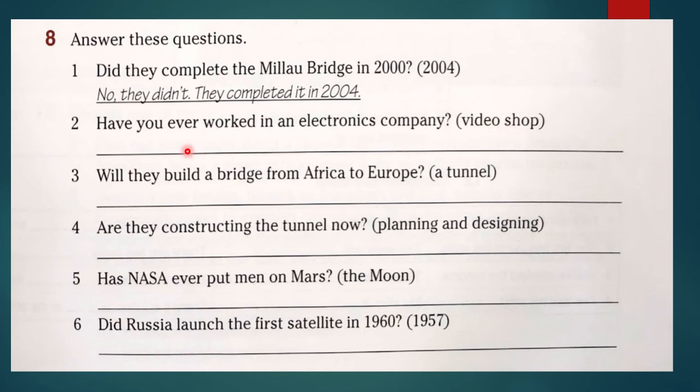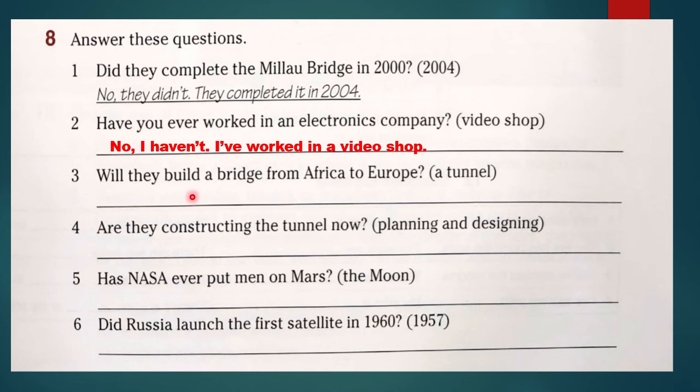So look here at the answer. Have you worked in an electronics company? No, I haven't. I've worked in a video shop. Video shop, I get it from here. And look here, I use the short form of have not. And here I use the short form of I have. I use I've instead of I have.